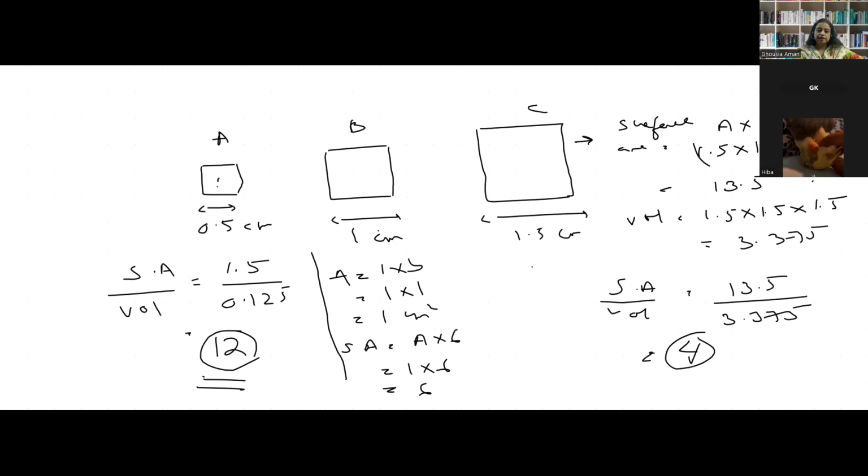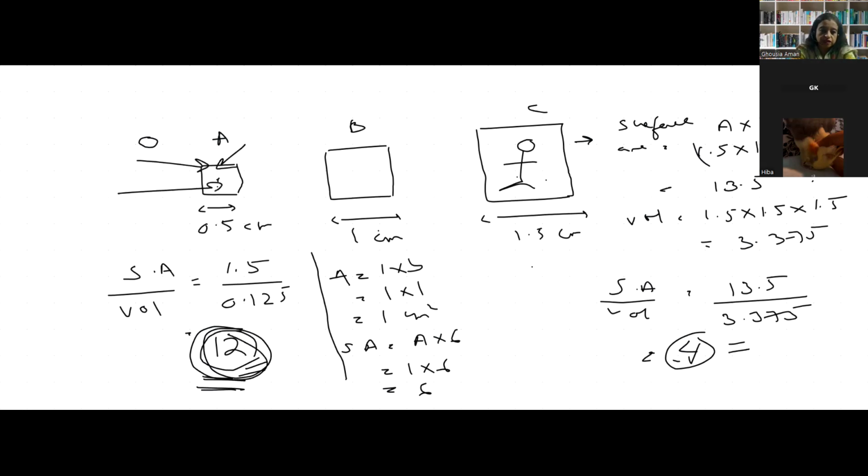Now, let's think this cube A is a small cell. This cube C is the human body. Smallest size, larger surface area to volume ratio. Largest size, smallest surface area to volume ratio. So if the surface area to volume ratio is very large, diffusion will take place faster. If the surface area to volume ratio is small, diffusion will become slow.